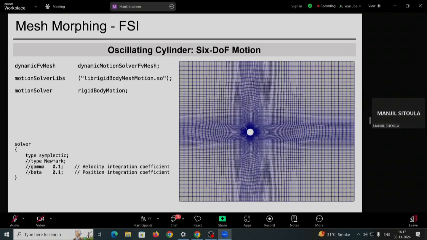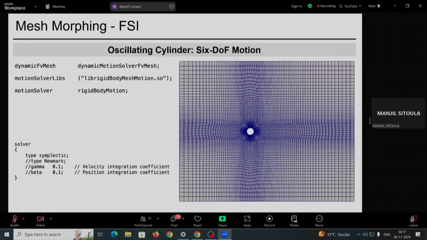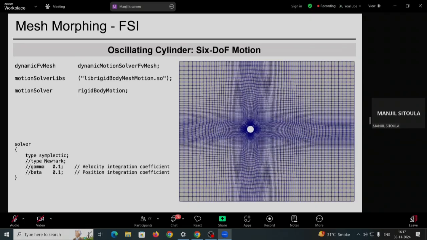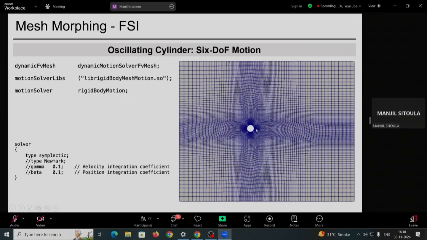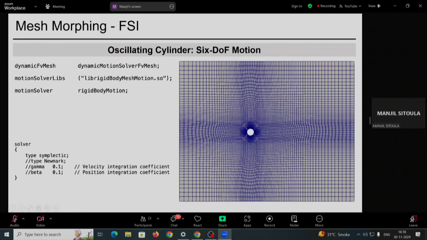And also there are other parameters that should be included while doing 6-DoF motion, like the mass of the moving body, that is the mass of the structure, the moment of inertia, the constraints, restraints. So there are other parameters that also need to be addressed while using 6-DoF body motion. So that's all for the mesh morphing.